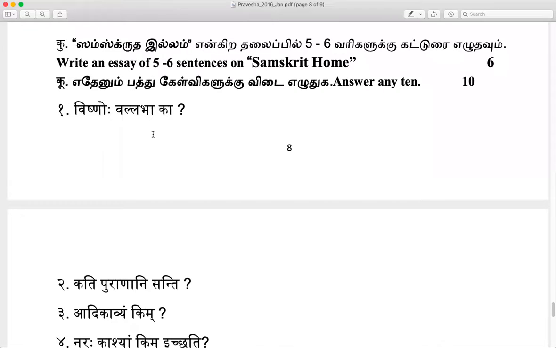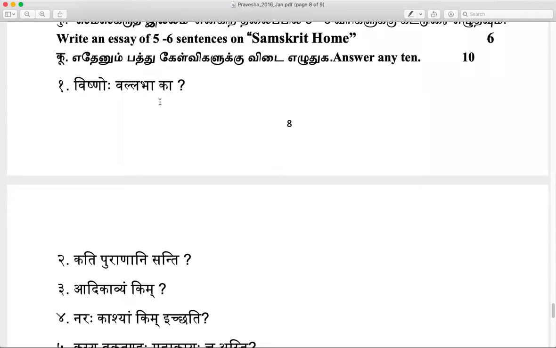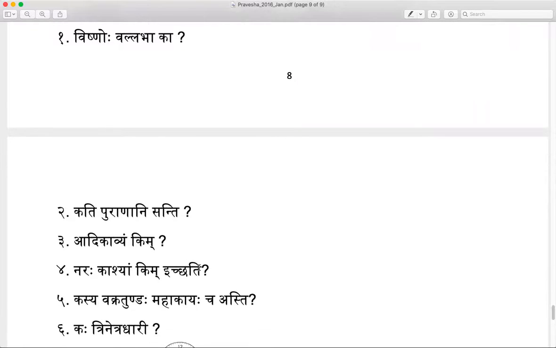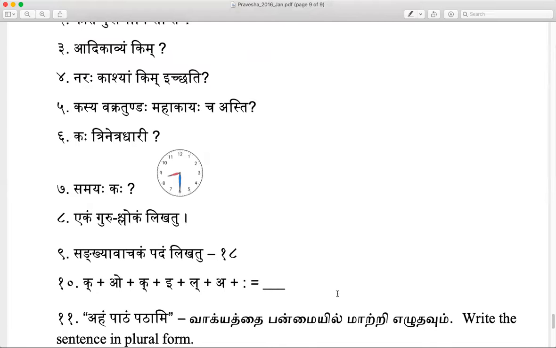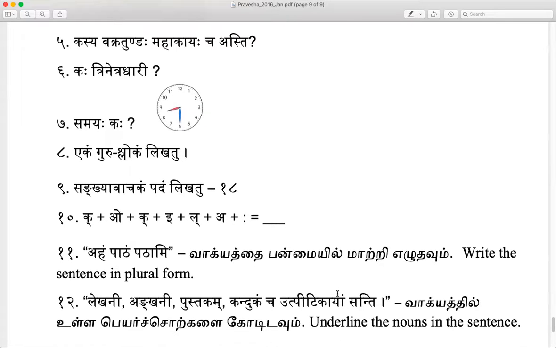And then Sanskrit homework. I think the next one, Kuh Vishnoho Vallabha, Kati Puranani Santi, would have been covered in your tutorial classes. Right? Adi Kavyam Kim? Yes, Ramayana. Kati Puranani Santi? Ashtadasha Puranani Santi. Vishnoho Vallabha Ka? Lakshmi. Adi Kavyam Kim? The Ramayanam. Naraha Kasmai Kim Ichchhati? Mrityuhu Kasmat? Vakratundaha Mahakaya Asti Ganeshaha. Kaha Trinetradhari Shivaha. Ekam Guru Shlokam Likhatu. Guru Brahma Guru Vishnu Guru Deva Maheshwara, Guru Sakshat Parabrahma Tasmai Shri Gurave Namaha.